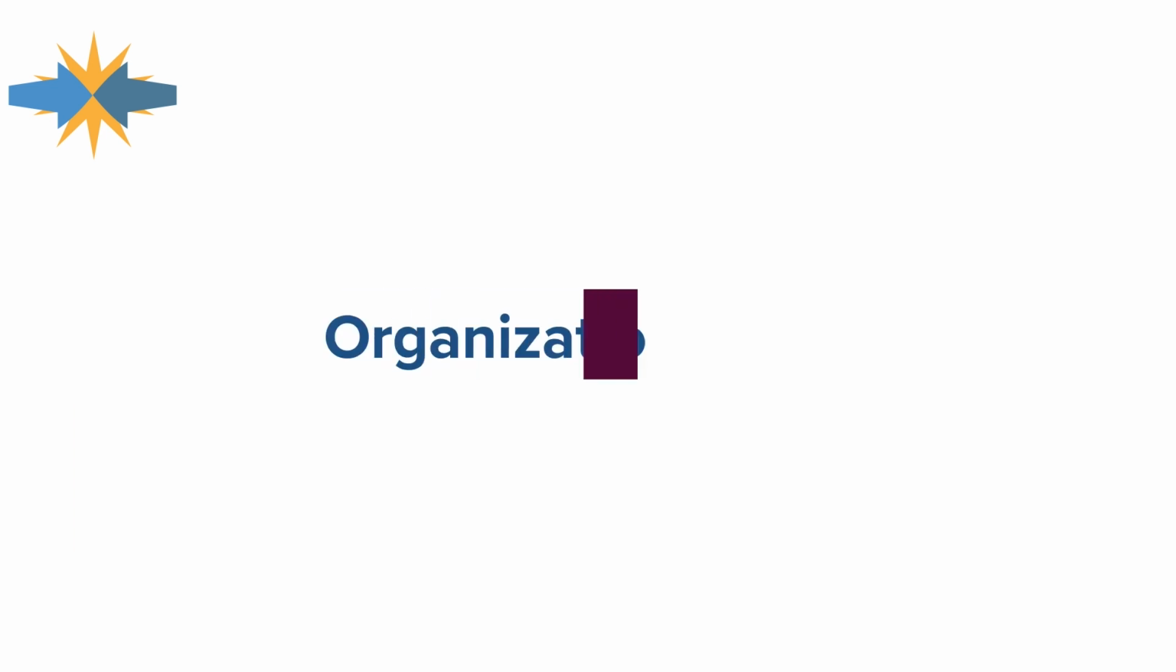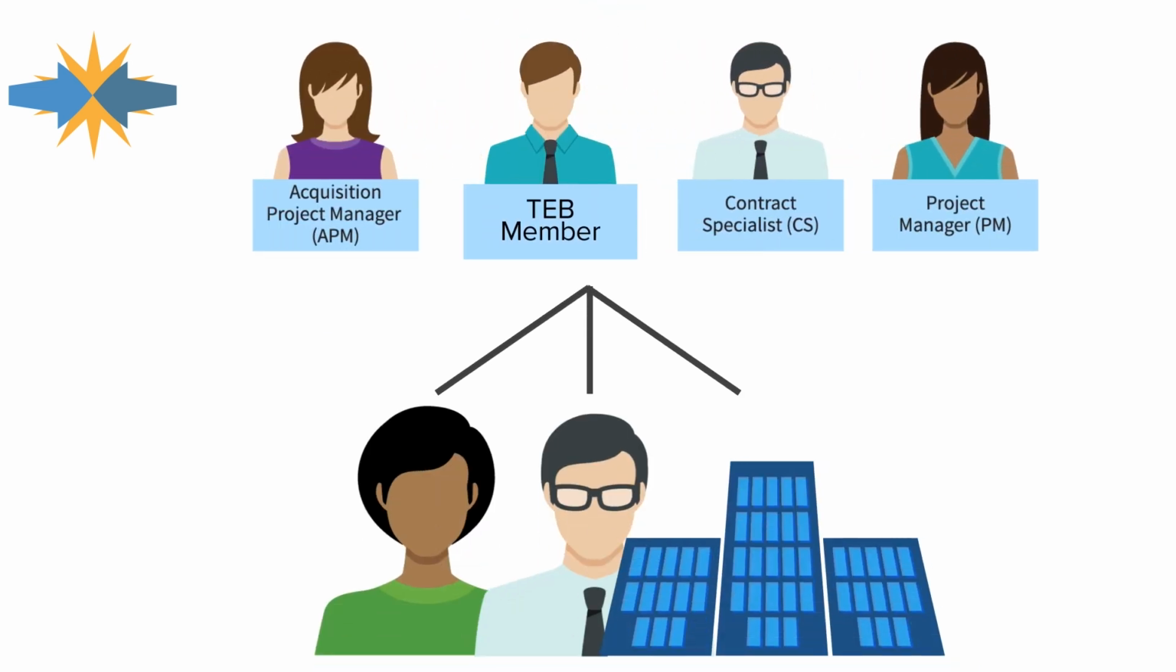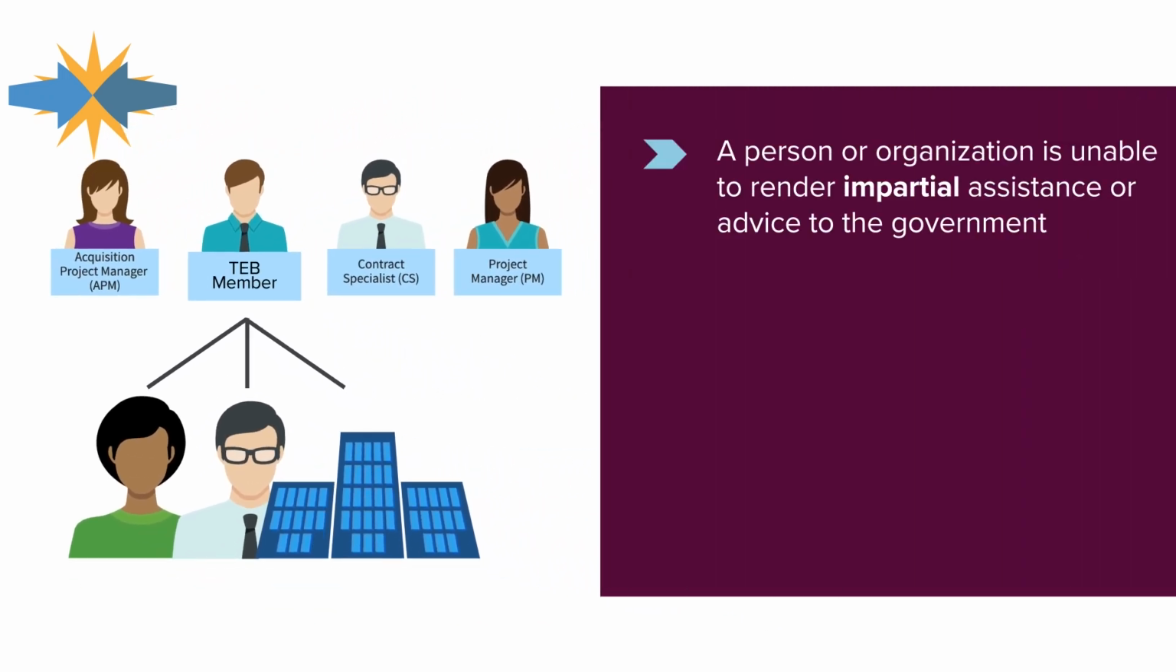Organizational COI. As a result of other activities or relationships with other people or organizations, organizational conflict of interest or OCI may exist if a person or organization is unable to render impartial assistance or advice to the government.